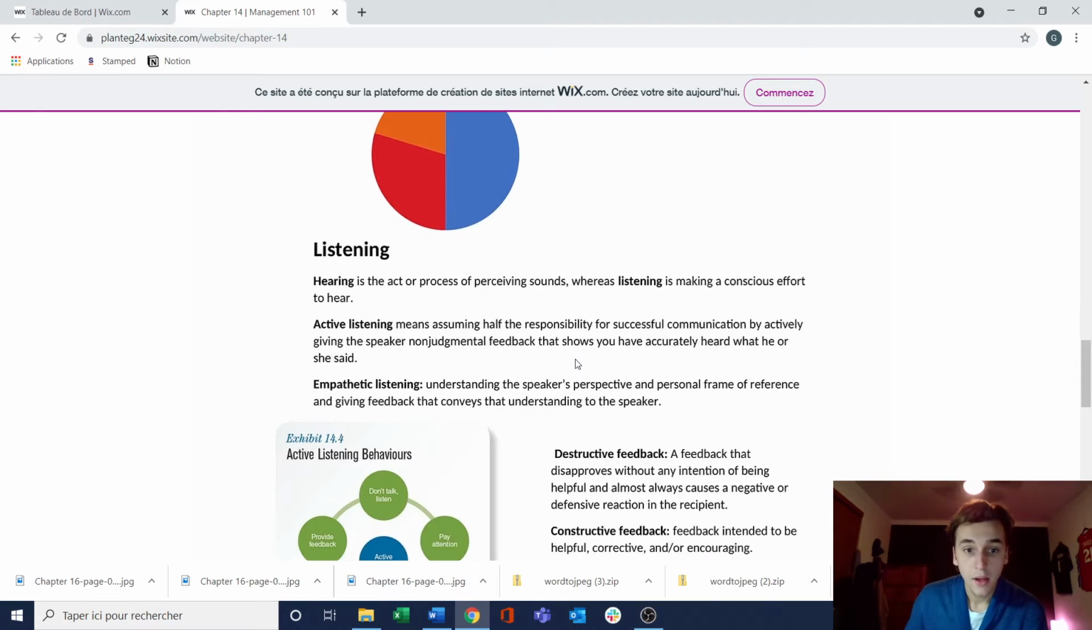Next, for listening, it is very, very important in life to listen more than talk. So first of all, there's hearing, which is the act or process of just perceiving the sound, whereas listening is when you're making a conscious effort to hear. There's active and empathetic listening. Active is when you're giving feedback to the person when he's speaking. You give non-judgmental feedback, and you show how accurately you heard what that person said. Empathetic listening is when you're trying to give your own perspective on the speaker's perspective. You try to get in his skin and his boots, and try to have empathy for this person.